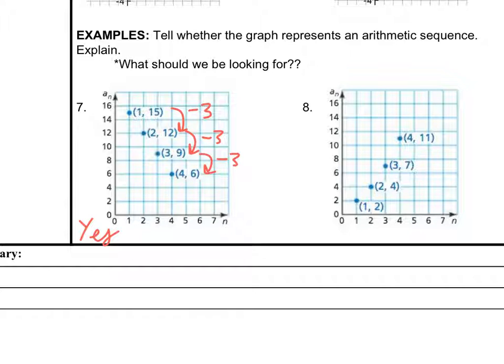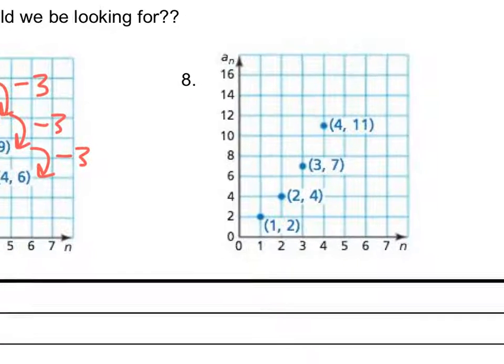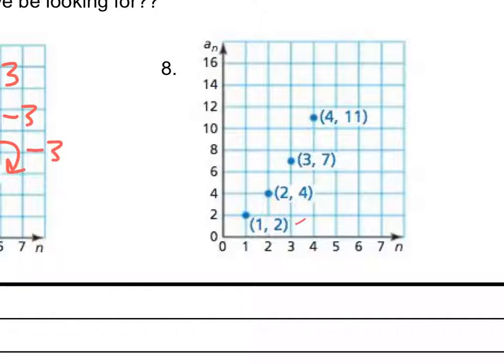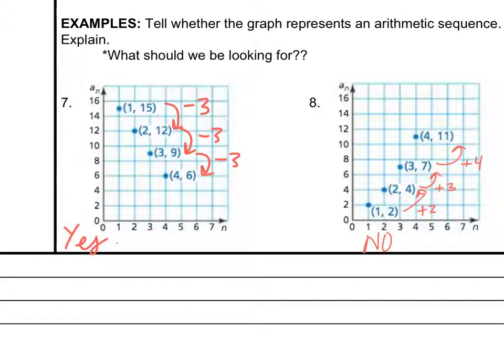So number 8. Kayla, does number 8 have a common difference? No. It has a pattern, but that's not the same thing. So it goes +2, +3, +4. No, it does not have a common difference. So the first one is yes, because it has a common difference of -3.